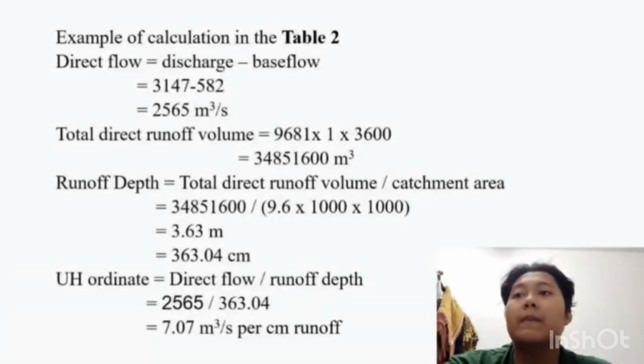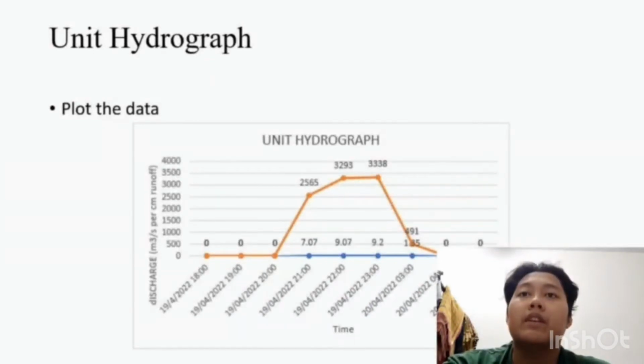So we get 363.04 centimeter. Okay, last but not least, we must find the UH ordinate. For the UH ordinate, we use the direct flow divided by runoff depth. So we get 7.07 meter cube per second per cm runoff. After determining the UH ordinate, the UH hydrograph is plotted like this. Okay, this is the unit hydrograph.